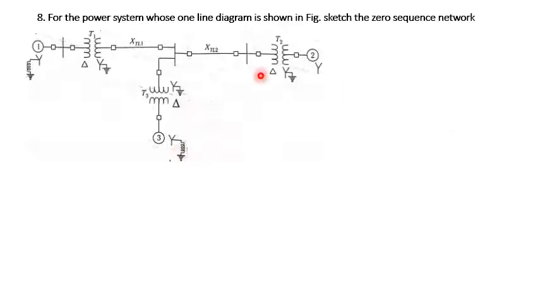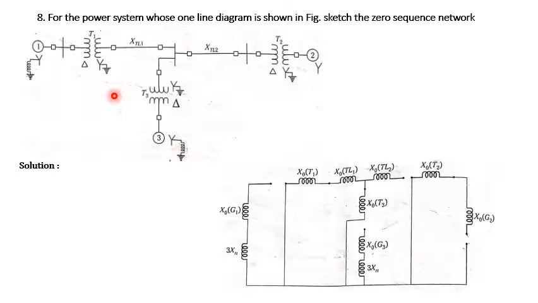Then the next problem is like this. For the power system whose one line diagram is given, we need to sketch the zero sequence network. So first, once we get the question, we should know what they ask. Do not unnecessarily write all the sequence networks. Be particular about what question they asked. We just need to draw the zero sequence network for this one line diagram. Let's see how we need to solve this.